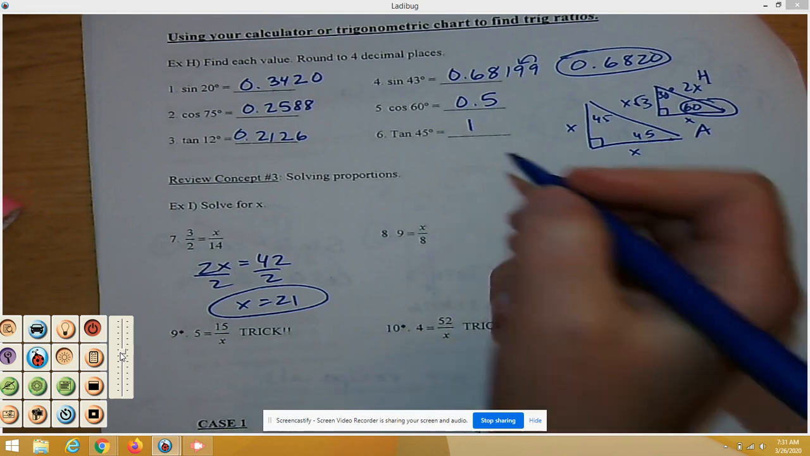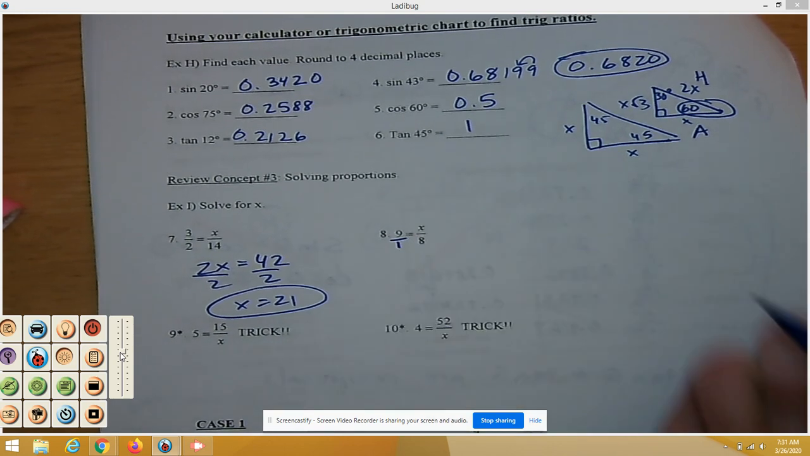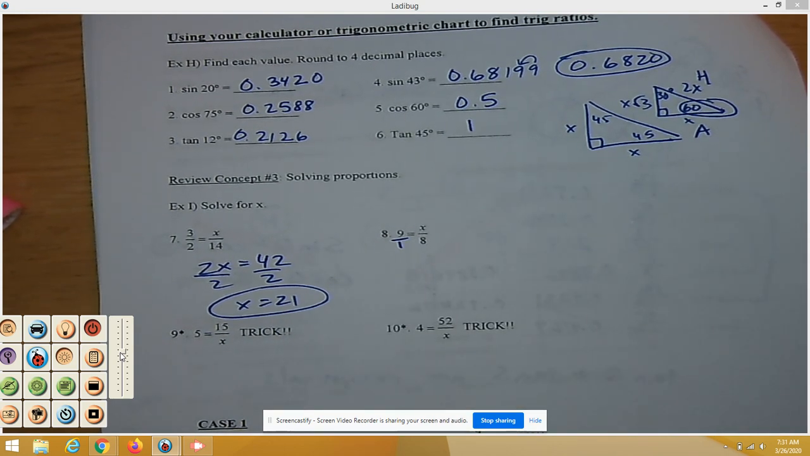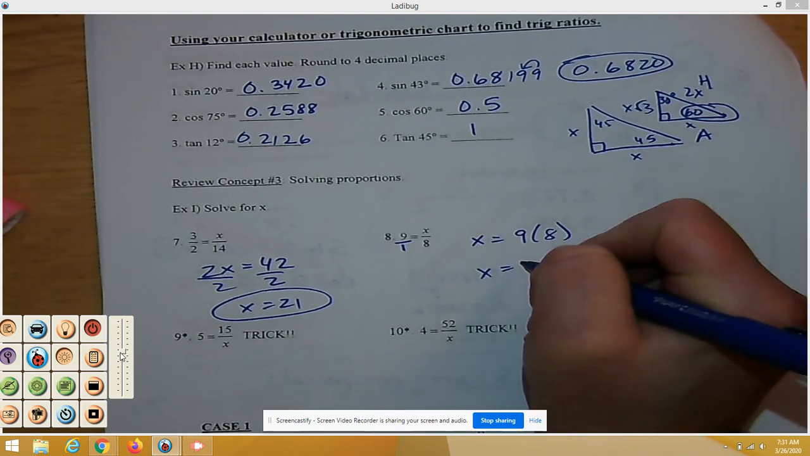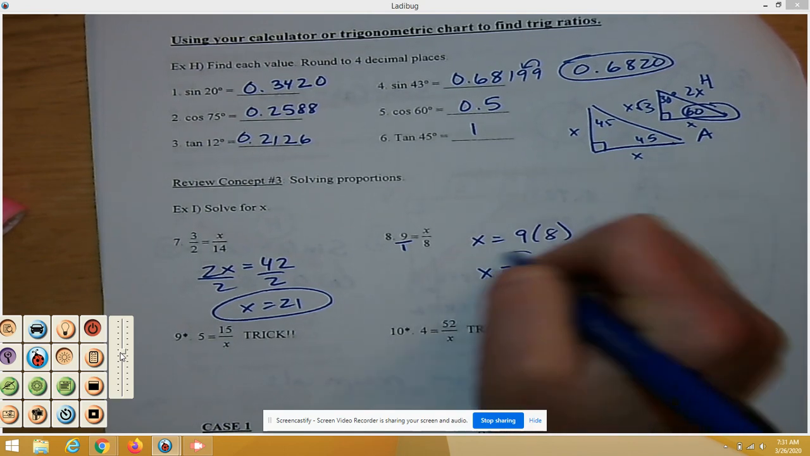Just want to remind you that this number here is always over 1, so you can always solve these as a proportion. But a lot of times people just like these because you do 9 times 8, and you get 72, and that's fine.